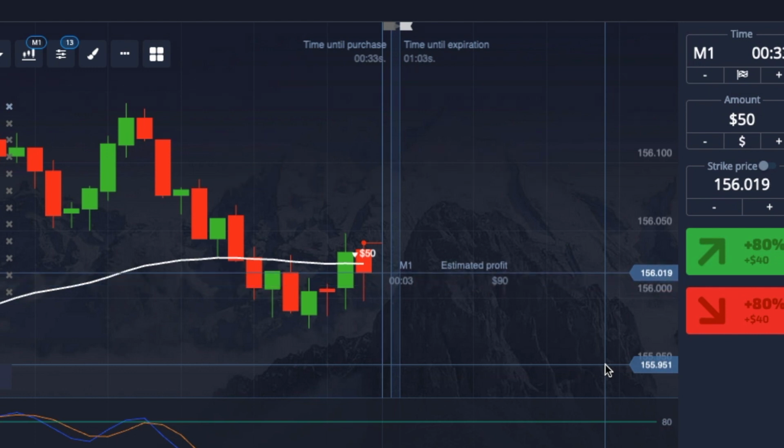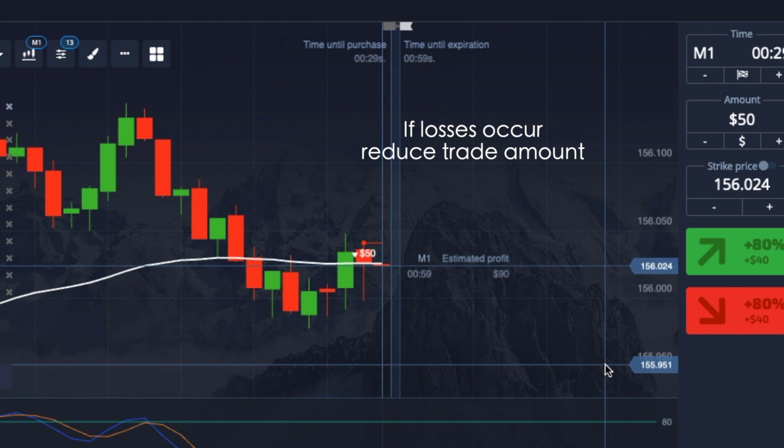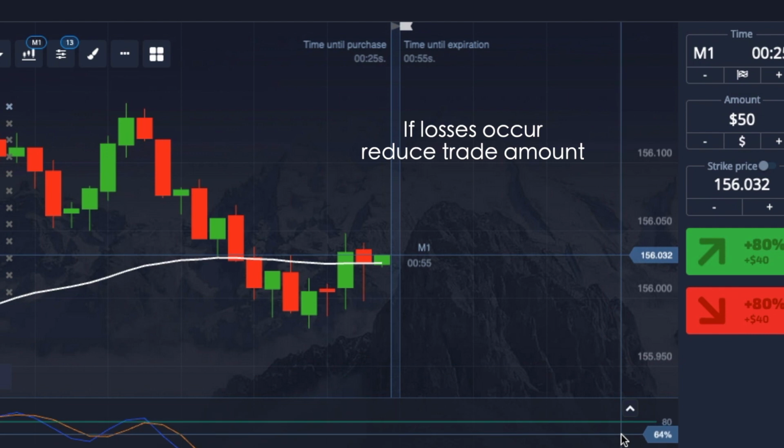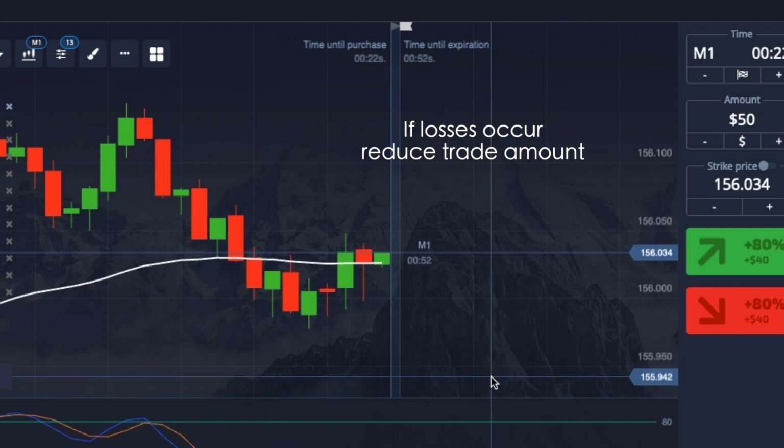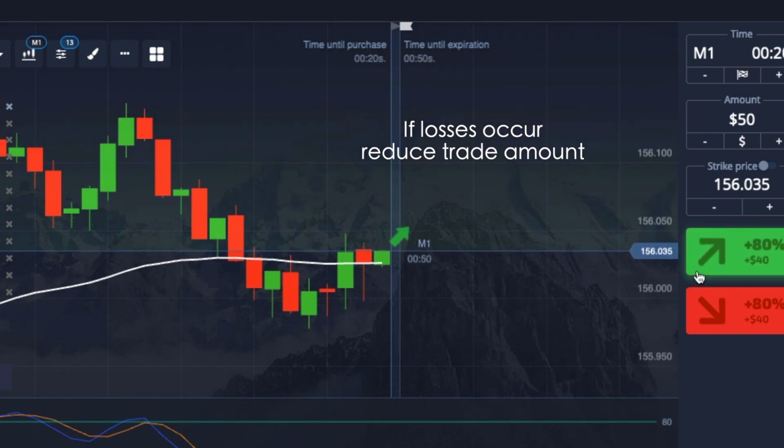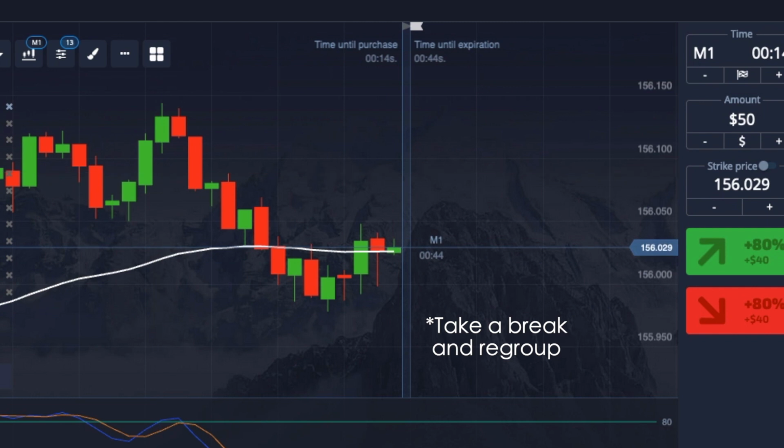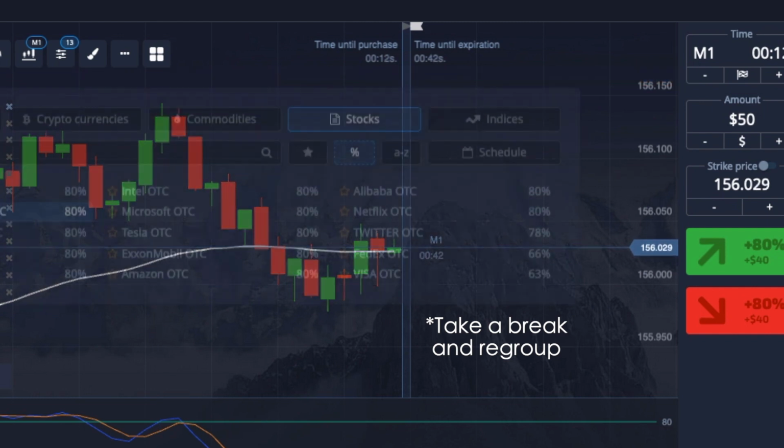Quick tips: if you ever find yourself on a losing streak, then always consider reducing the amount that you're trading. If you're trading, say, like $100 per trade, then consider going down to like $50 or even less than that. That way you protect yourself from blowing your account. And again, as I've always said, if you're consistently losing, then it is time to take a break and regroup.